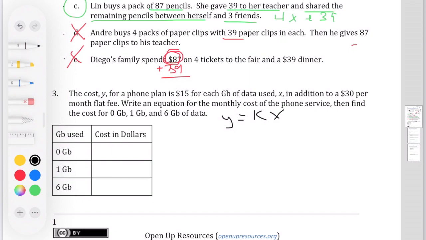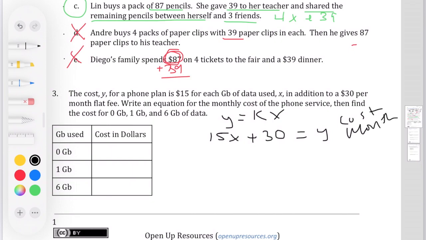So our equation we're going to set up is $15 per gigabyte, which we're going to represent with an X. Then we're going to add $30 per month right off the top because that's a flat rate to have this. And then that's going to equal our Y, so our cost per month.